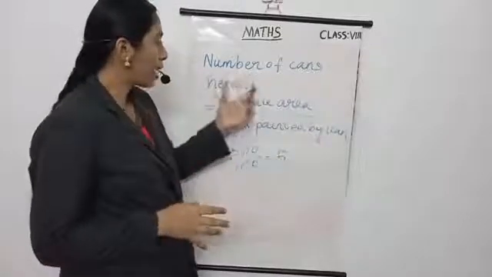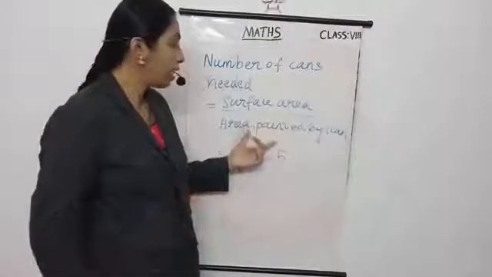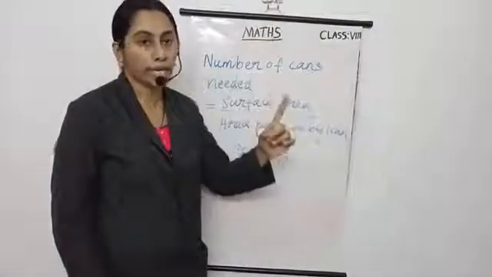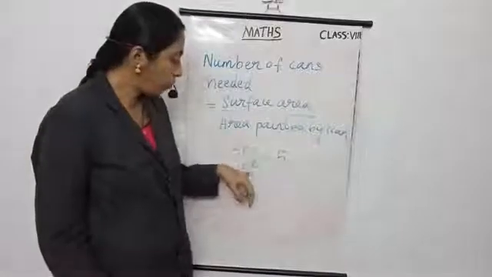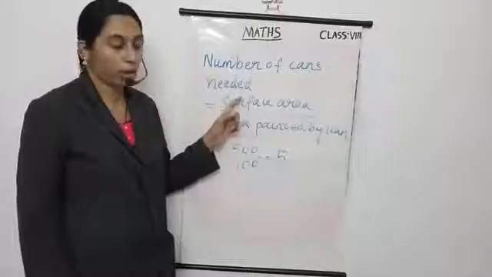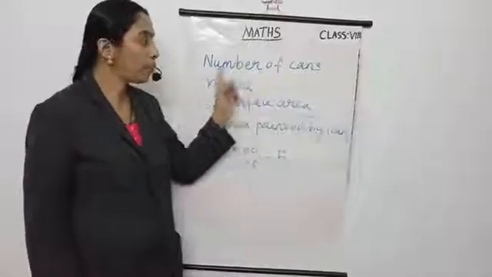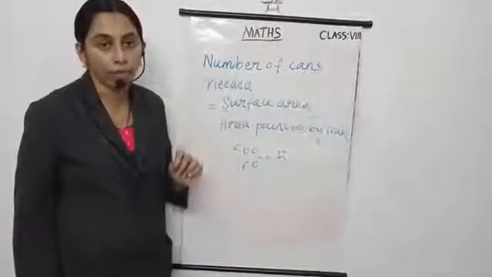So the number of cans needed is equal to surface area by area painted by 1 can. So the area painted by 1 can is given, 100. The surface area we already found. So 500 by 100, we get 5. So the number of cans is equal to 5.